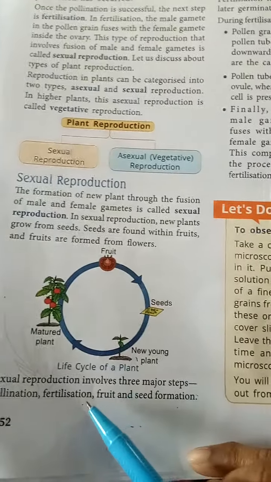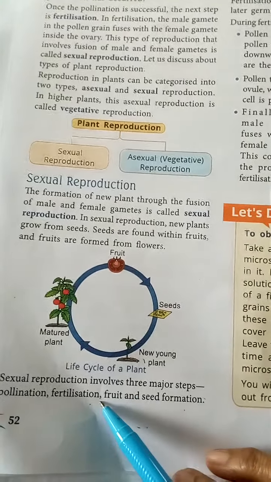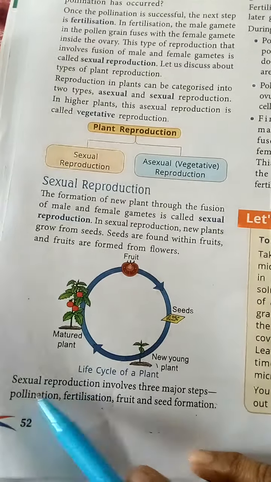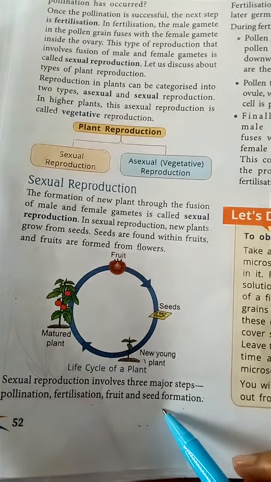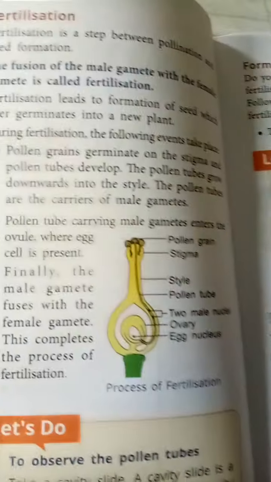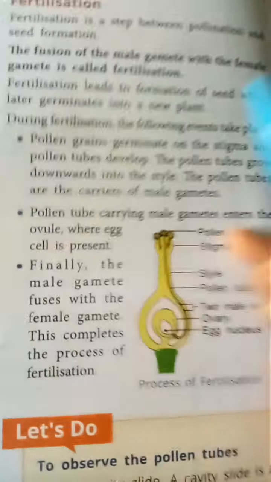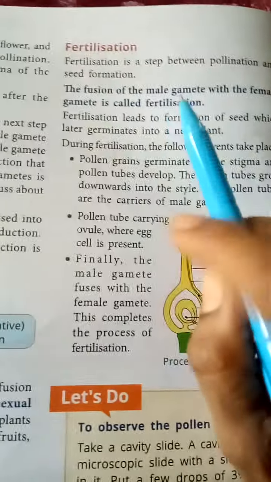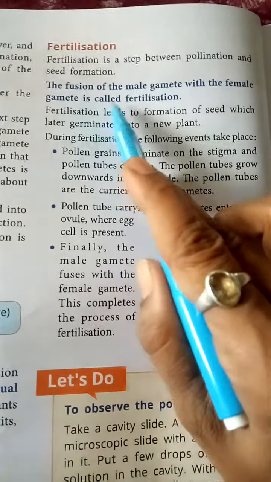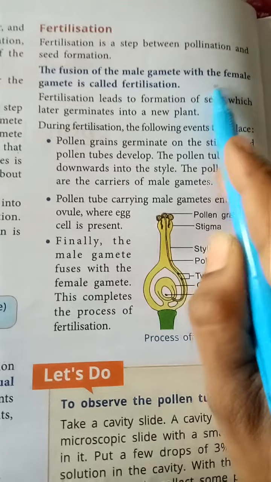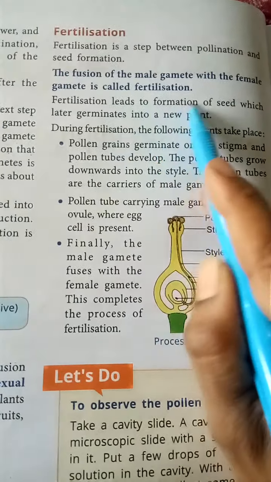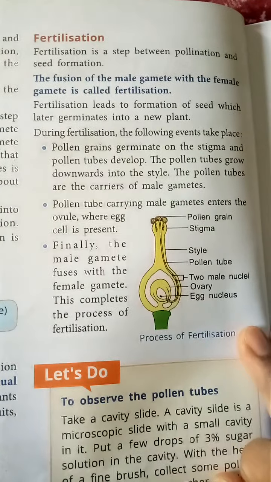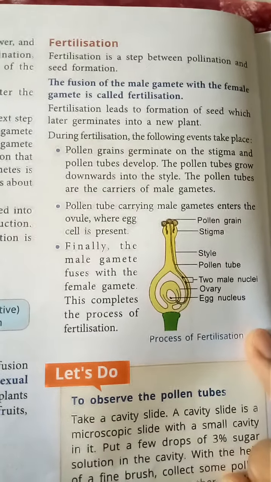So now we will discuss fertilization. Fertilization is the step between pollination and seed formation. Now we study the fertilization process. Fertilization means what? The fusion of the male gamete with the female gamete is called fertilization.